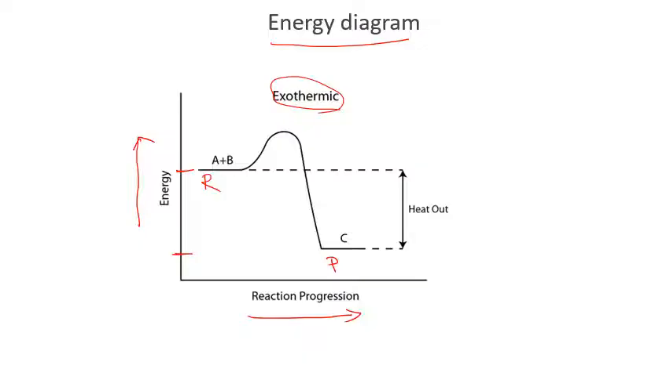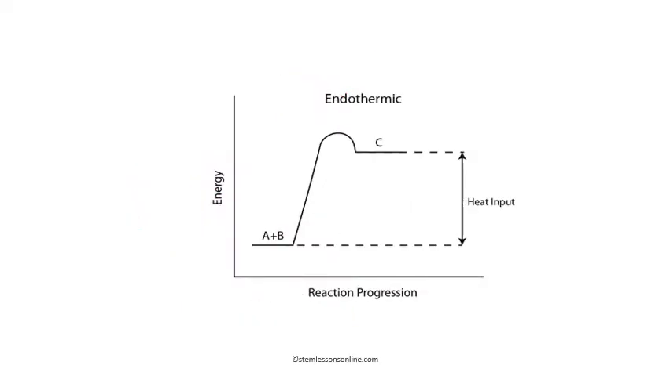Heat is out. And for the endothermic, it will be opposite. So the reactants will be at a lower energy and the products, after absorbing energy, will be at a higher energy level. Correct? So that is an endothermic reaction, heat input. This is just exothermic and endothermic in thermochemical equations and how to write and how to plot energy diagrams. All right.